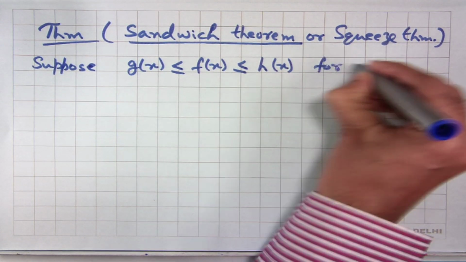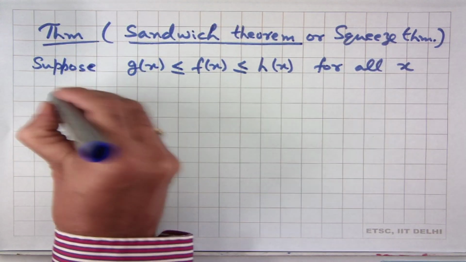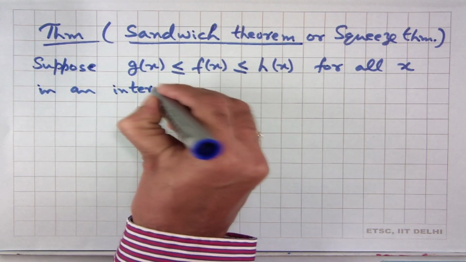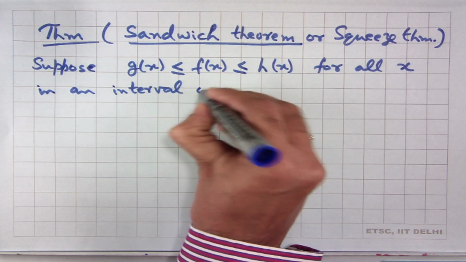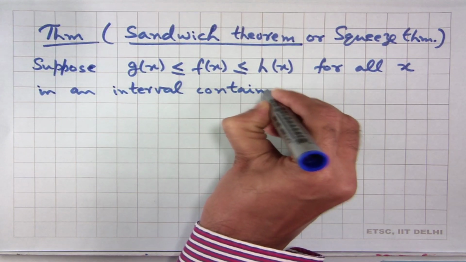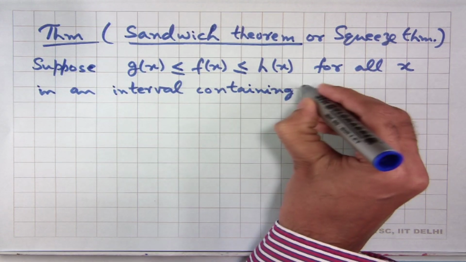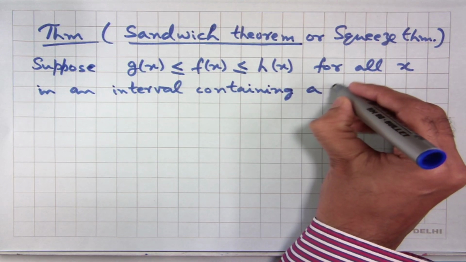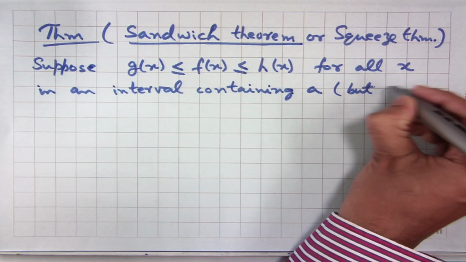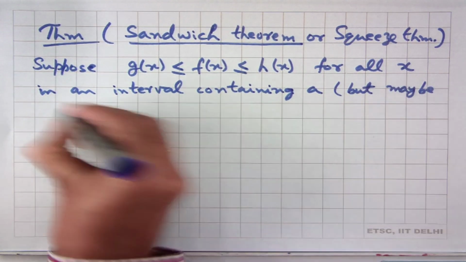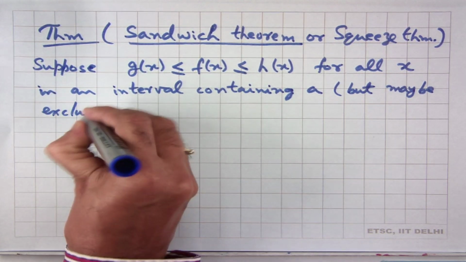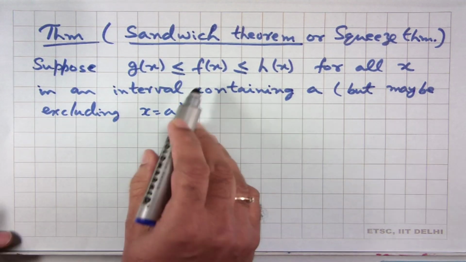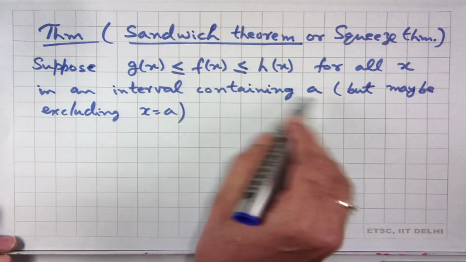for all x in an interval containing a, but maybe excluding x equal to a. So, suppose f of x lies between these two functions g of x and h of x in an interval containing a.